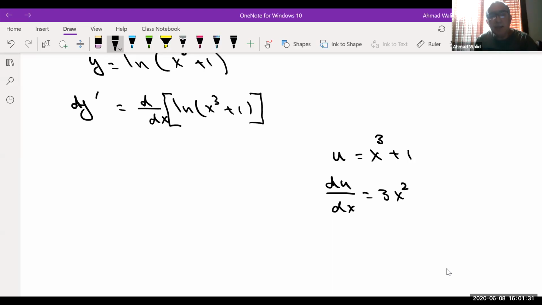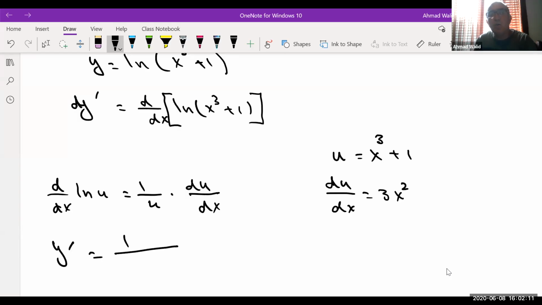Now, the formula says y prime equals 1 over u. Let me write the formula here for you because it's the first example. Let's actually put the formula also here. d over dx of ln u equals 1 over u times du over dx. Here you have the pieces, you know how much is u, you know what is du over dx, just replace it in your formula. Then you can say y prime equals 1 over u, what is your u?